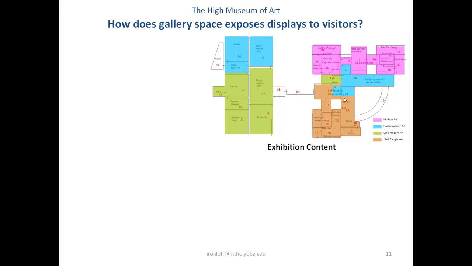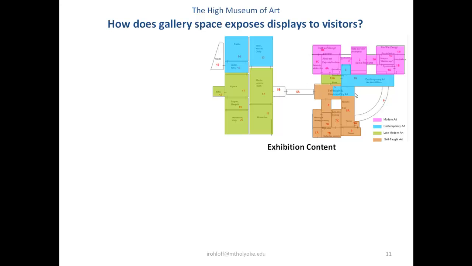This layout is used to present the stories of three different genres of art. The first one is American modern art. In the diagram, it is represented by pink color. The second one is self-taught art, the works of folk art, works of self-taught artists. The third one is contemporary art and late modern art. So as we see in the diagram, these groups are placed in separate parts of the layout.